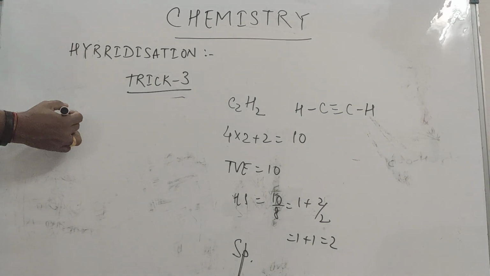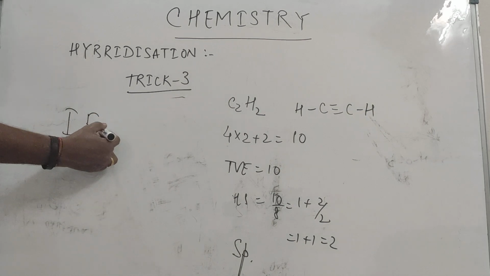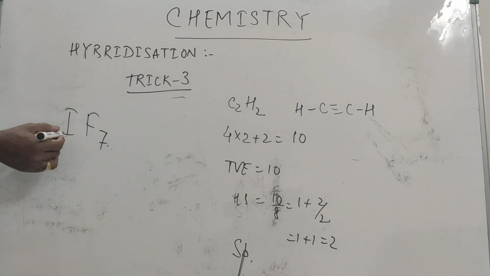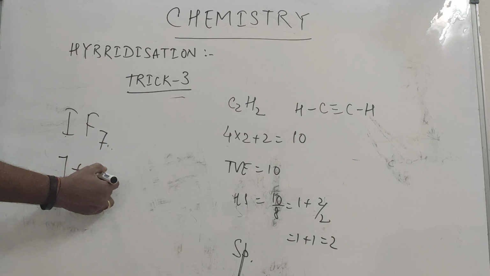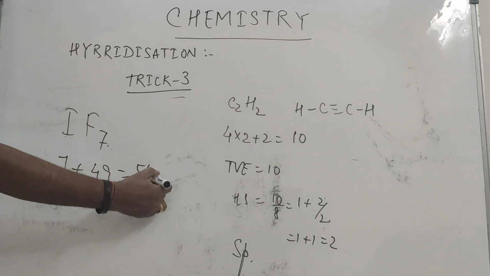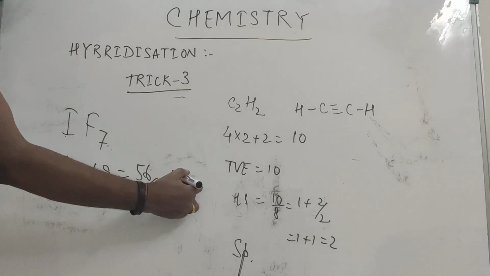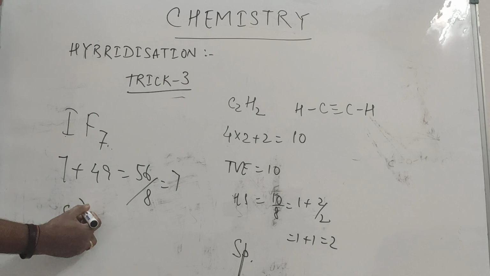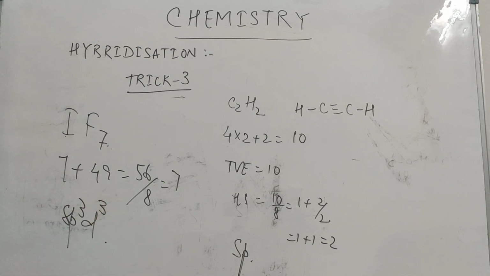If we find out the hybridization of iodine in IF7, then we see that the iodine valence electron is 7 and 7 sevens are 49, so it is 56. 56 divided by 8 is 7, so it is sp3d3. It is a rare type of hybridization, and here iodine is sp3d3. The shape of the molecule is pentagonal bipyramidal.